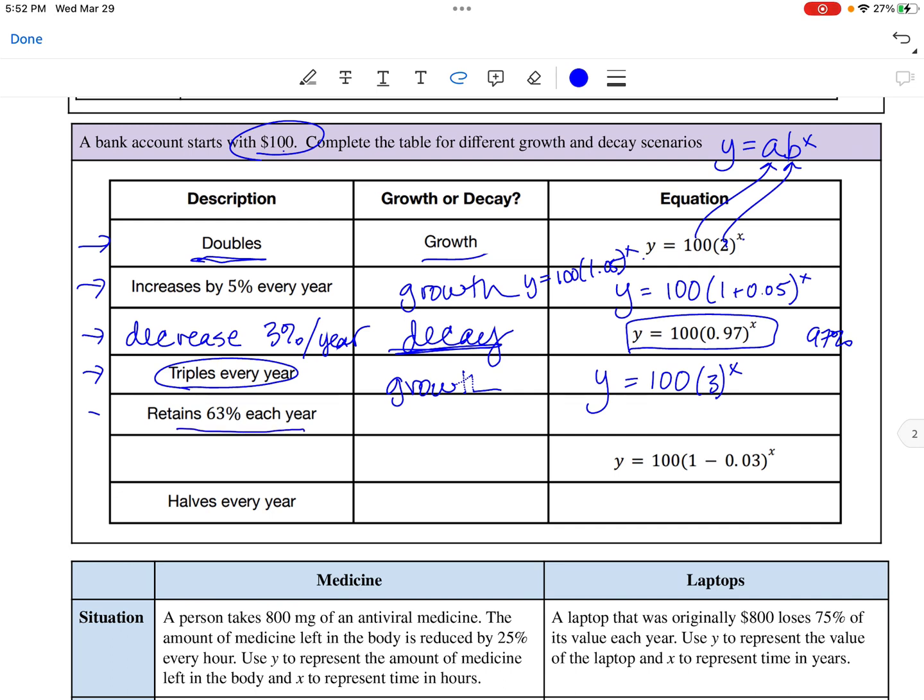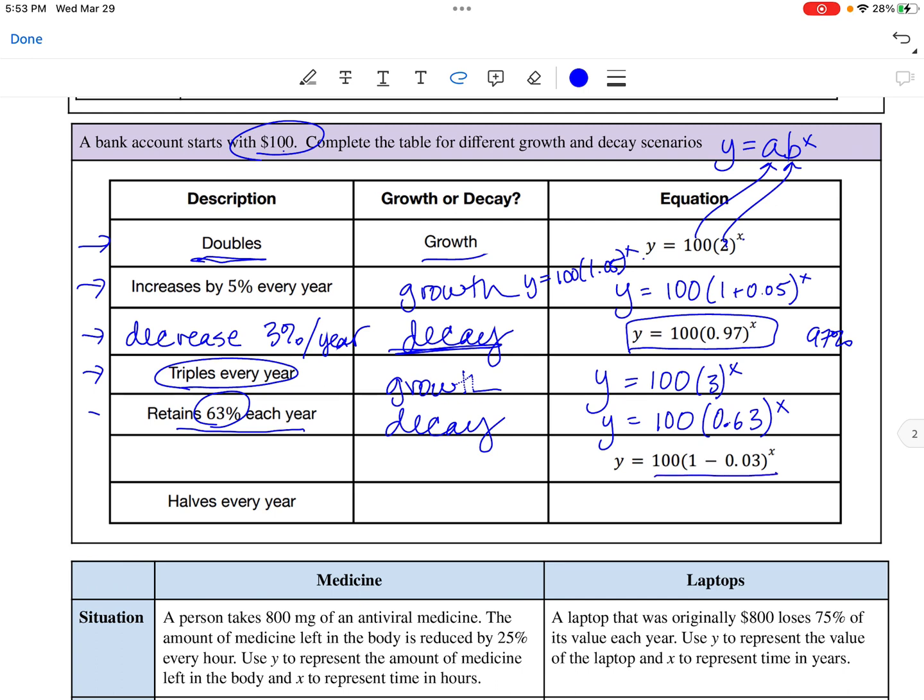Retains 63% each year. That means it keeps 63% of its value. Well, to stay the same, it would have to retain 100% of its value every year. That would be just staying the same as 100%. So this is less than 100%, so that's going to be decay. And now we have to think here. We could set this up in a couple ways. We could say the initial value, and then we could say it's decreasing, it's retaining 63% of its value, like so.